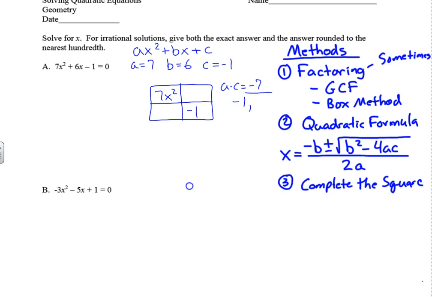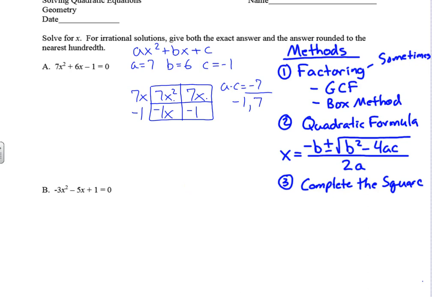Well, -1 and +7. So then I can write those, I'm just going to add an x to it, -1x and 7x. Now at this point, what I want to do is, for each row in my box and each column, I want to factor out the GCF. So I look here, I got 7x squared and 7x. They have a common factor of 7x. And then I've got -1x and -1. That has a factor of -1.